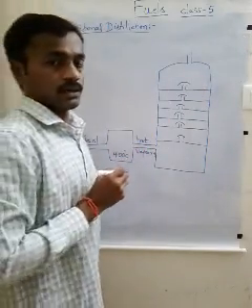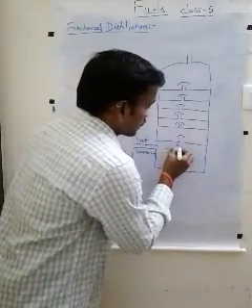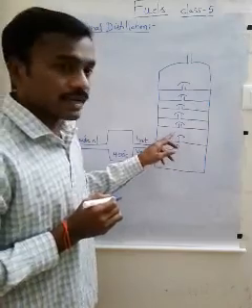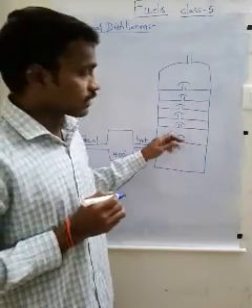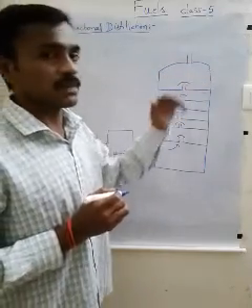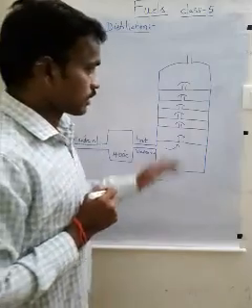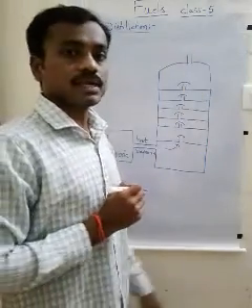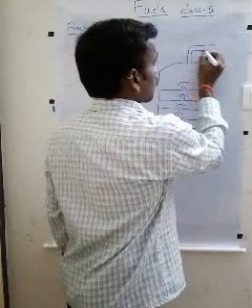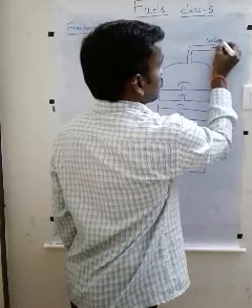Here, as the vapors go up in the column, fractional condensation takes place at different heights of the column, and different fractions are separated on the basis of their boiling points. Here the different fractions separated are: the top fraction is uncondensed gas. It is the uncondensed gas.